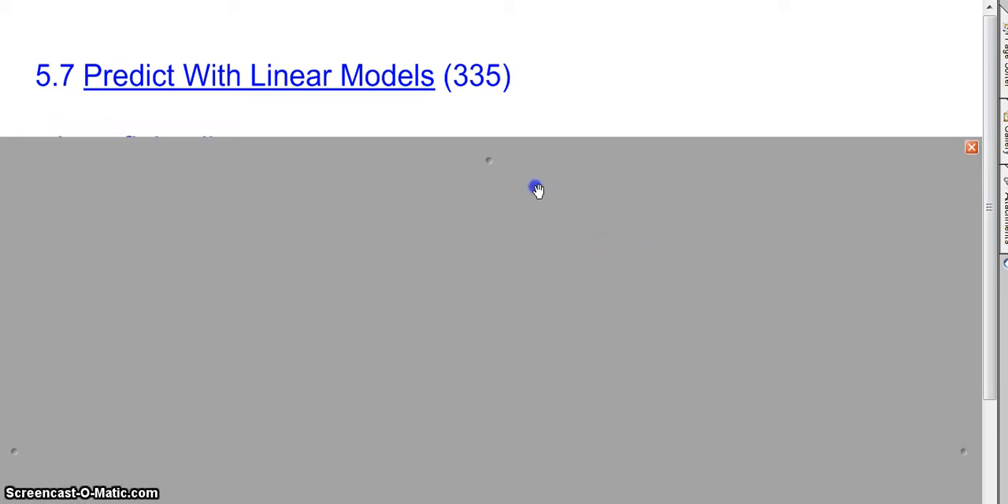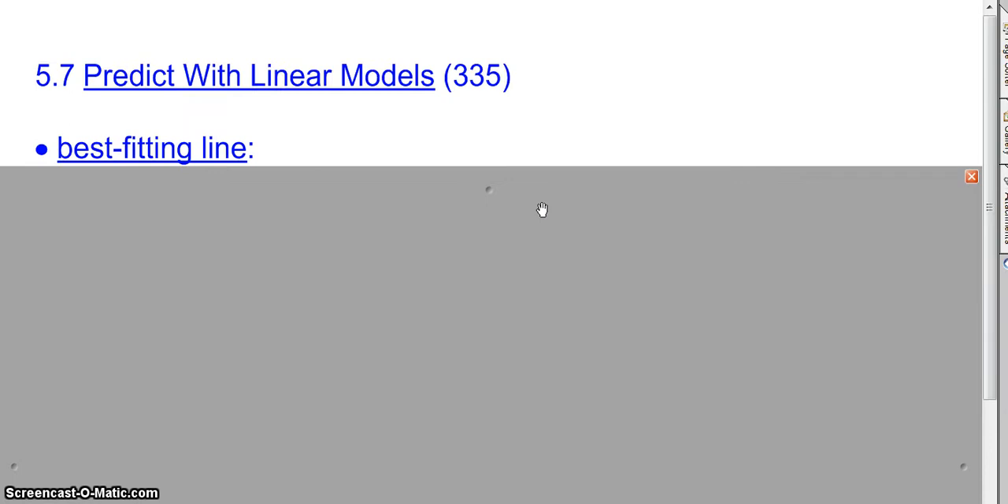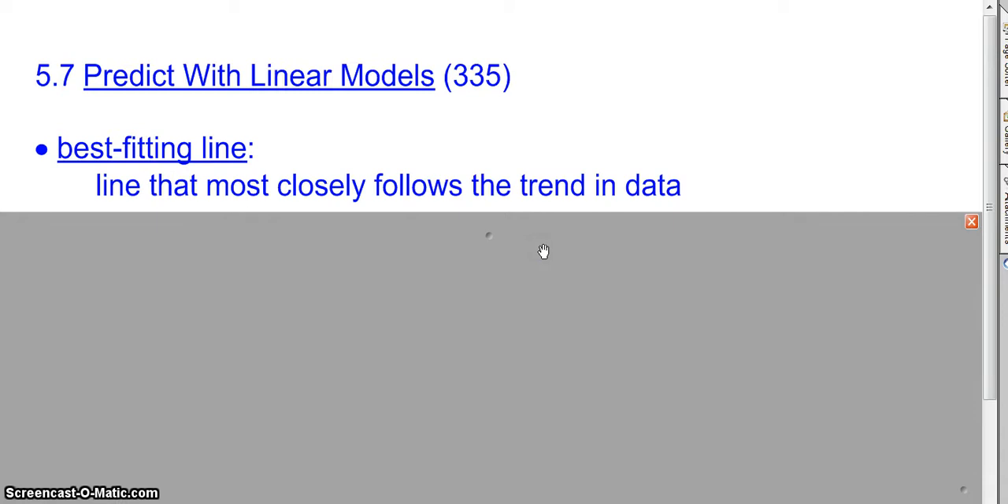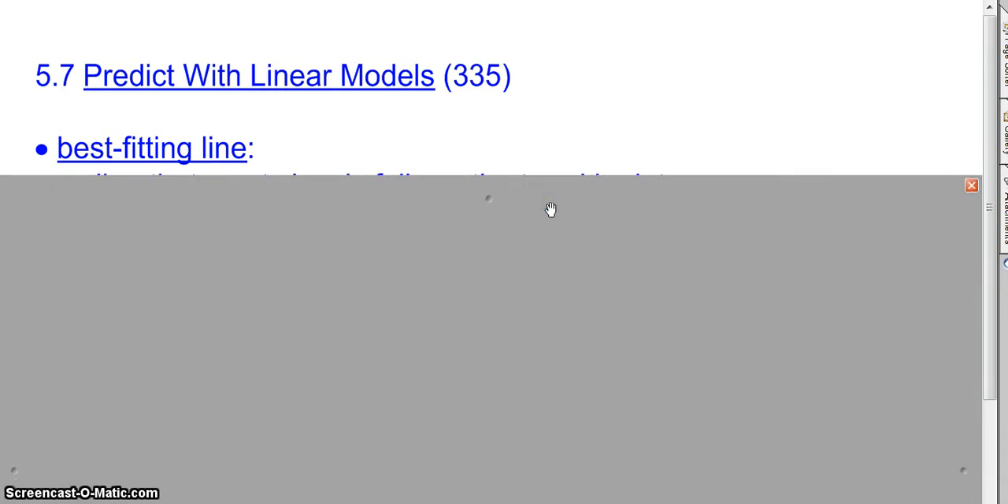So this takes us to yesterday where we were talking about the best fitting line, right? So the best fitting line is what? How would you describe what the best fitting line is? Tara? Average and volumes. Good, okay.